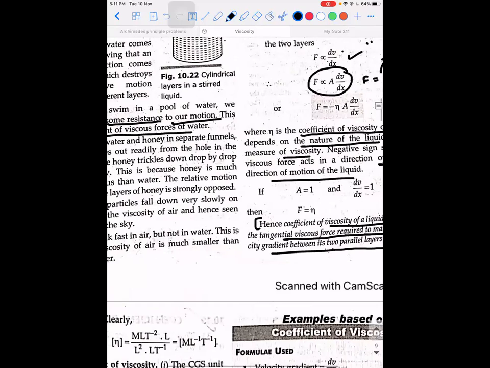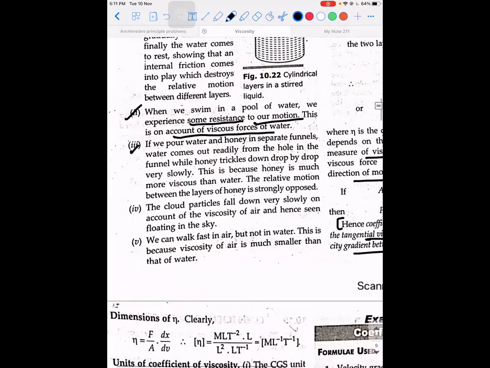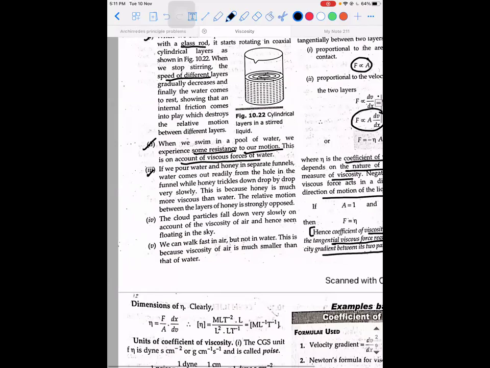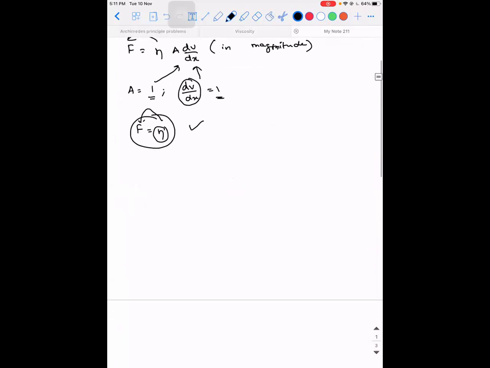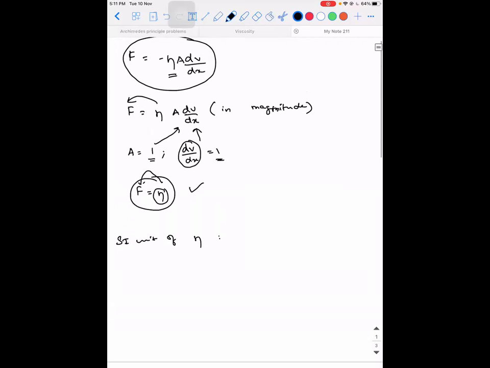Yes, sir. Now listen. Let's see the dimensional formula of eta. Before that, what will be the SI unit of eta? To get it, you can write F by A into dx by dv is equal to eta. Can I write it like this, when you just rearrange the equation? So what will be the SI unit of it?